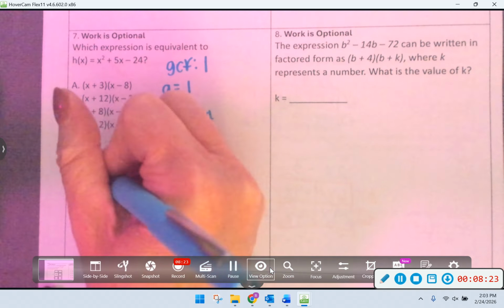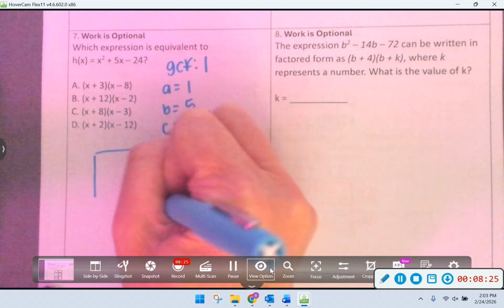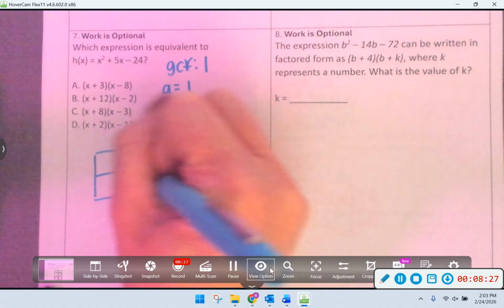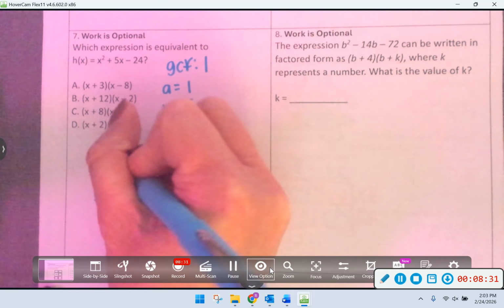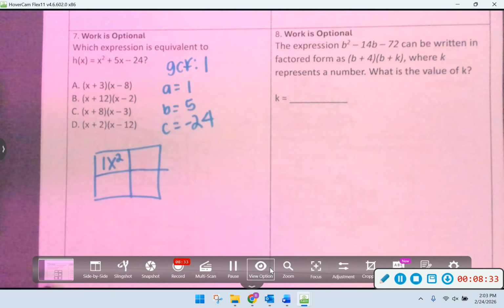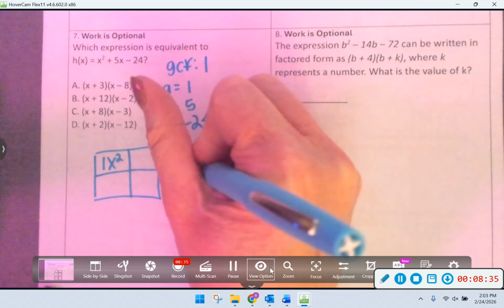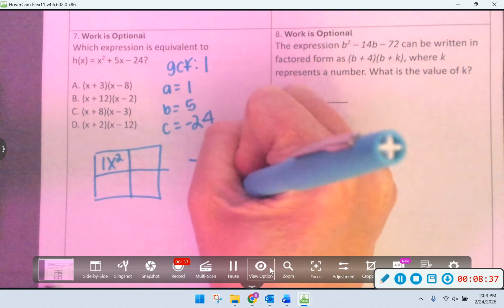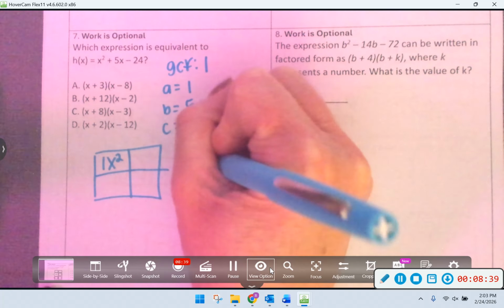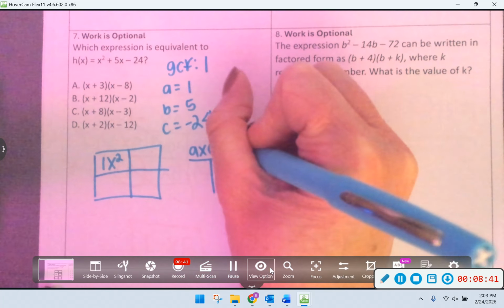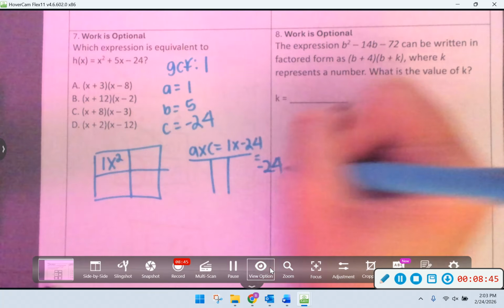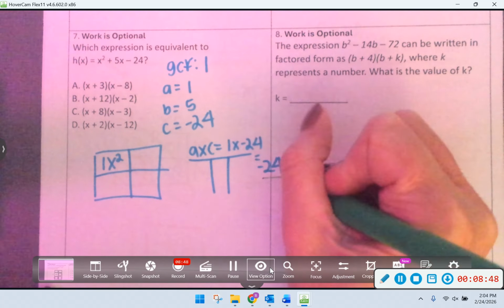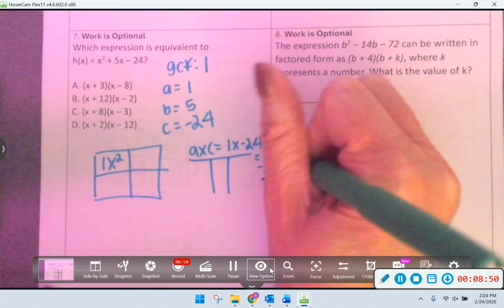I'm going to make my box. We're going to put the first term in the first box, so 1x squared. All right. Then I like to make my pie chart. On top of my pie chart, I'm going to multiply A times C. So 1 times negative 24 equals negative 24. We're going to do this divided by x in my calculator.